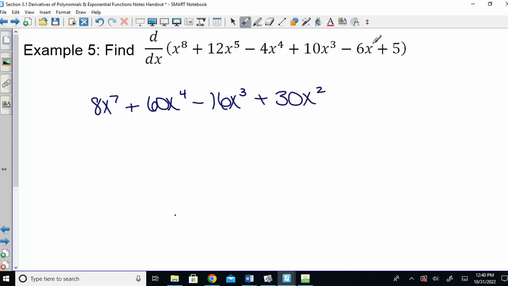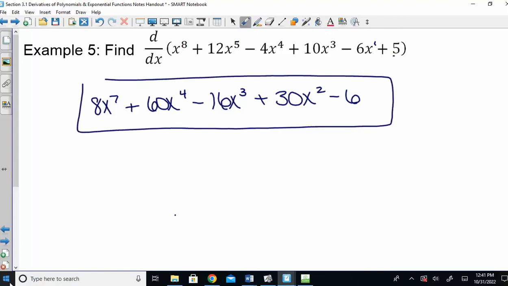Okay, then we get into maybe almost the hardest. This is like an exponent of 1. So when you bring that down, it's a minus 6. When you subtract 1 from the power, x to the 0 just disappears. Plus, what's the derivative of 5? 0. So we can even leave that off. So that is our derivative. I messed up something. Forgot one thing. All right, is that one okay? Yes.